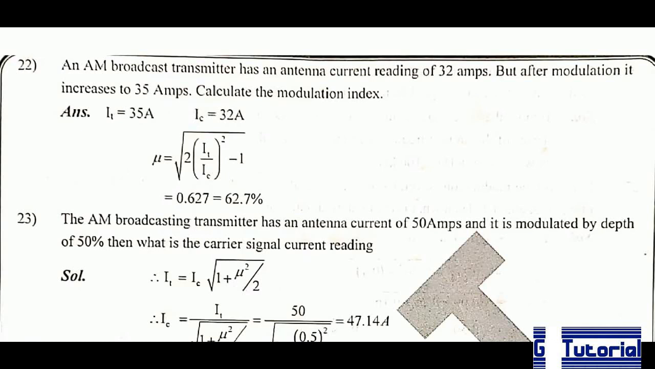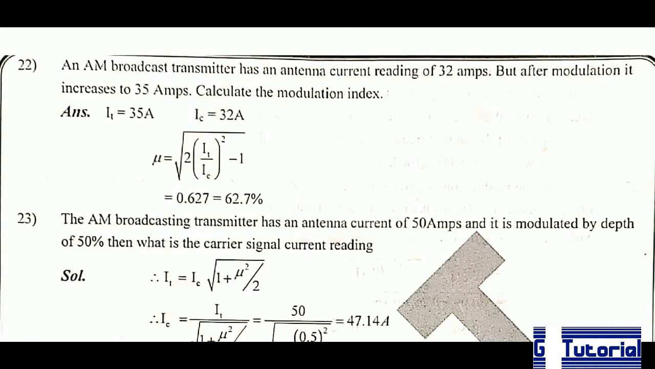2 into, within the bracket is the first term and 1. Then you will get the value of mu as 62.7%.